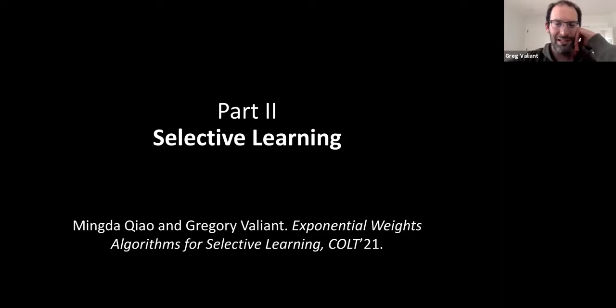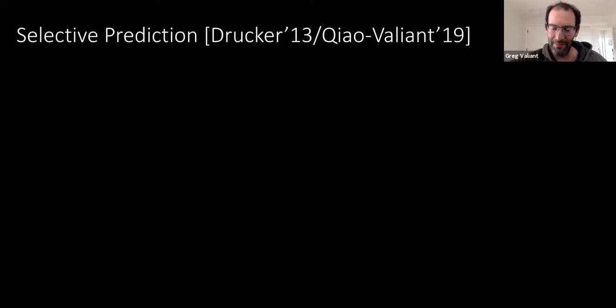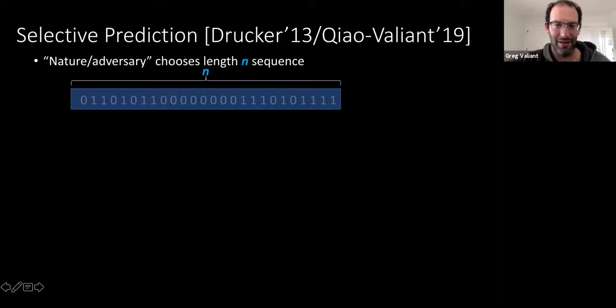Okay, so the next part I wanted to talk about is a different sequential prediction setting that we're referring to as selective learning, and this is also with Mingda, the same student as the first part. Let me begin with the selective prediction setting, which was first described in a paper of Drucker from, I think, 2013. So nature, or the adversary, is going to choose some length n sequence. It doesn't need to be binary, but let's assume it's bounded.